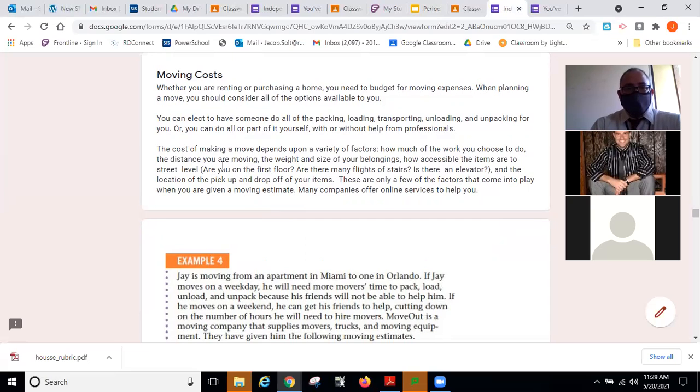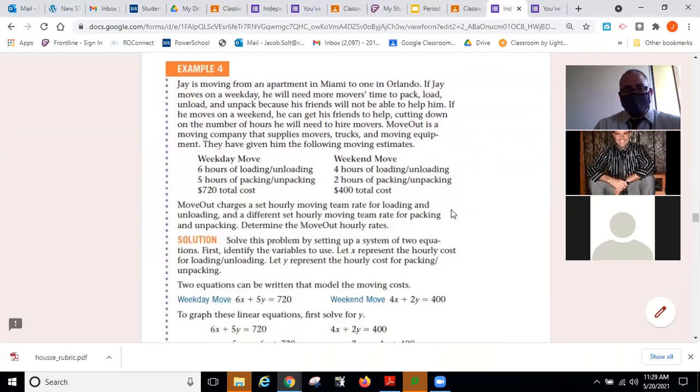The cost of making a move depends on a variety of factors: how much of the work you choose to do, the distance you are moving, the weight and size of your belongings, how accessible the items are to the street level. Are you on the first floor? Are there many flights of stairs? Is there an elevator? And the location of pickup and drop off of your items. So these are just a few of the factors that come into play when you are given a moving estimate. Many companies offer online services to help you.